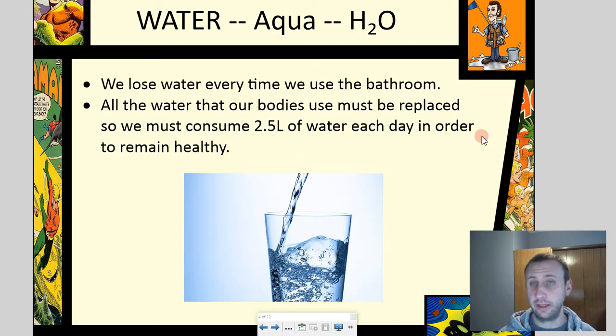In fact, in the morning, that is one of the best times to drink water. You haven't had water for however long you've been asleep. So get up, drink a few glasses of water. It will help you to wake up and get going with your day.